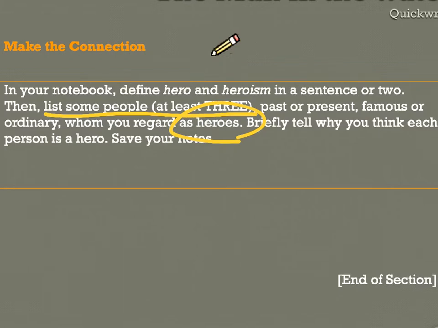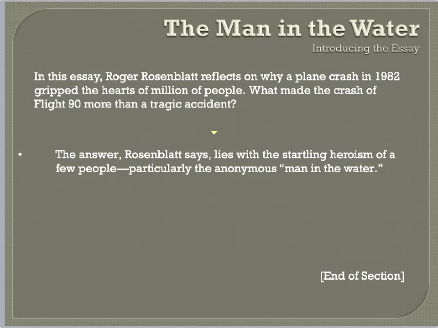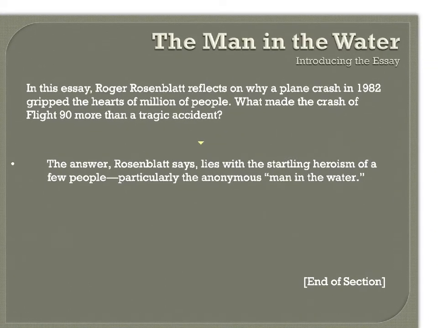I would say in comparison to the events that we're going to go over for this one, probably not. All right, here's what's happening. This is where we do need to start writing some things down for Man in the Water. Roger Rosenblatt is author of this. This is not a character that we're going to be taking a look at.